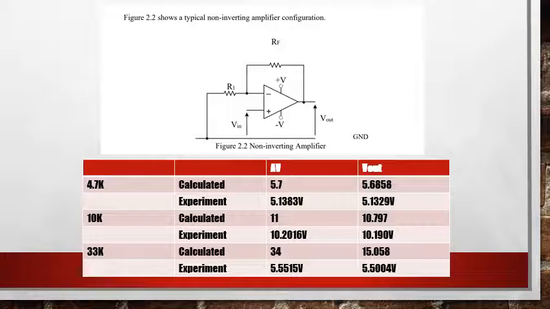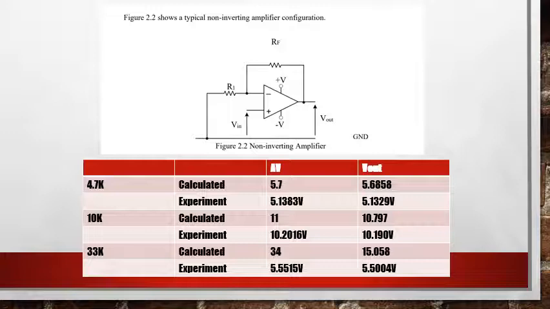Now the closed loop voltage gain for this particular non-inverting amplifier is still the feedback resistor divided by the input resistance, but with an addition of 1. So it's the same gain as the inverting amplifier, but adding 1 to it as well. So that's how you can calculate the gain for this particular circuit.